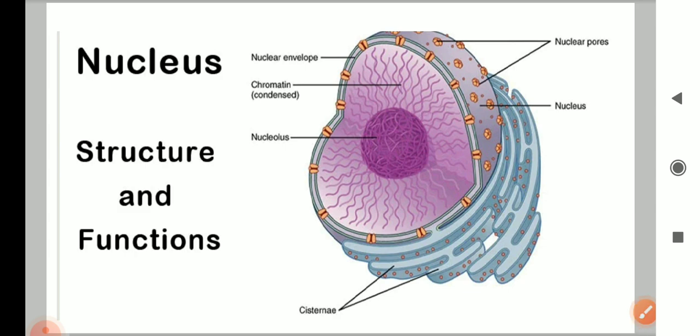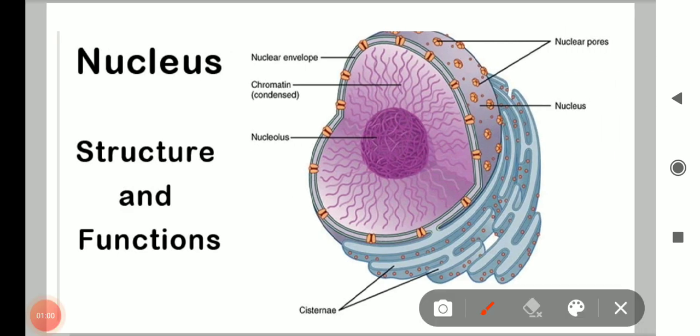These are the structures of the nucleus. You can see the structure of the nucleus, and this outer region is called the nuclear envelope. This contains small minute pores. You can see these small pores, and the envelope bounds the nucleus on the outside, and the nuclear envelope separates the nucleus from the cytoplasm.